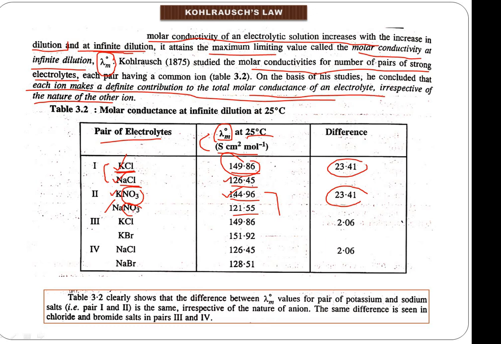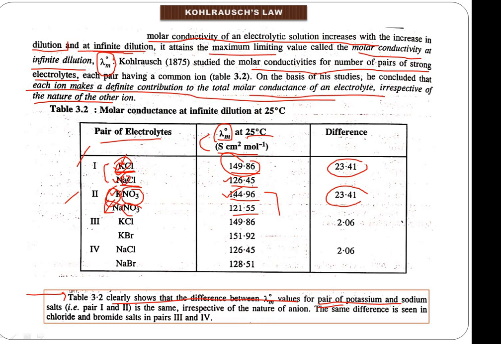It doesn't depend on which ion is with it, whatever ion it is with, the contribution of sodium and potassium has its definite contribution, irrespective of whether chloride or nitrate is there. Now here we can see a tabulated form of this. So this table clearly shows the difference of molar conductivity for a pair of potassium and sodium, and this is the same. So for a pair of potassium and sodium, the contribution of potassium which is here, the same contribution is here. The contribution of sodium which is here, the same contribution is here.